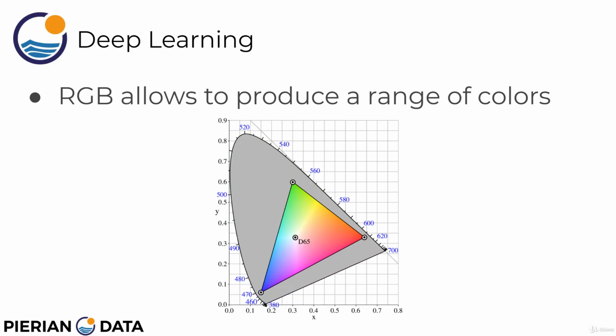Our RGB can't produce every single color available, but it does produce a wide variety of colors that we can see on a human scale. So you're not going to be able to see things like ultraviolet or infrared, but RGB does allow you to create what's known here as this range of colors.